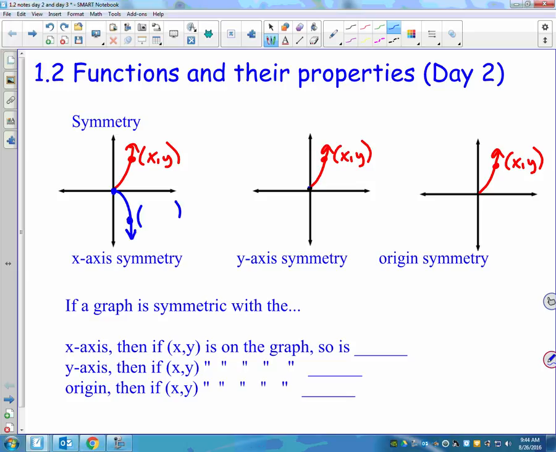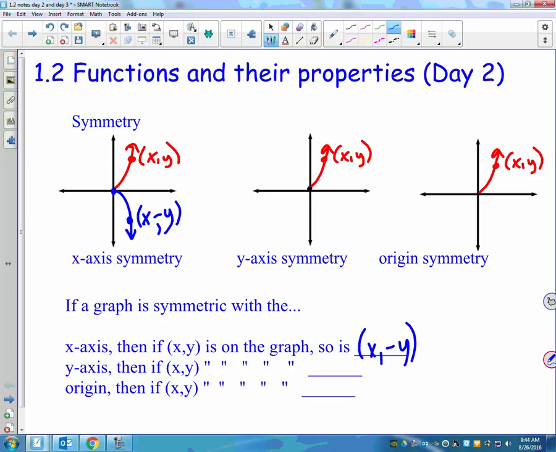The big thing I want you to know is what happens to the point when you flip it over the x-axis. One of them changes, one of them stays the same. I don't feel like you have to memorize that, because if you just think about what happens when you flip it, you're like, oh, the y changes, the x doesn't. So down here we can say, if it's symmetric with the x-axis, then every point x, y that's on it, then also x, negative y will be on that graph.